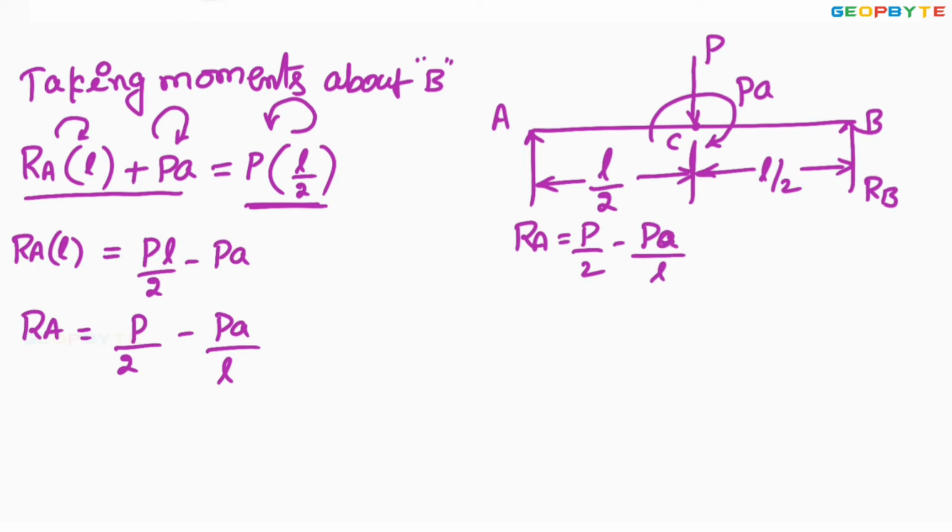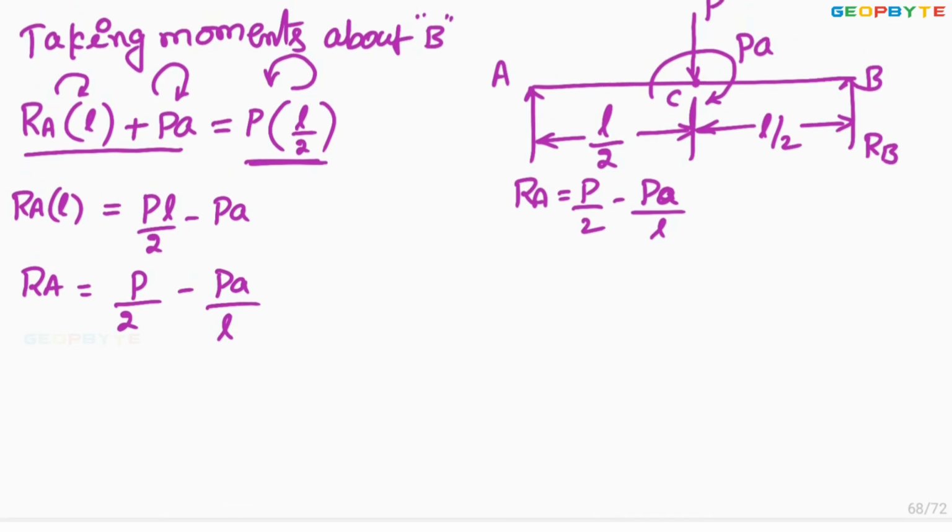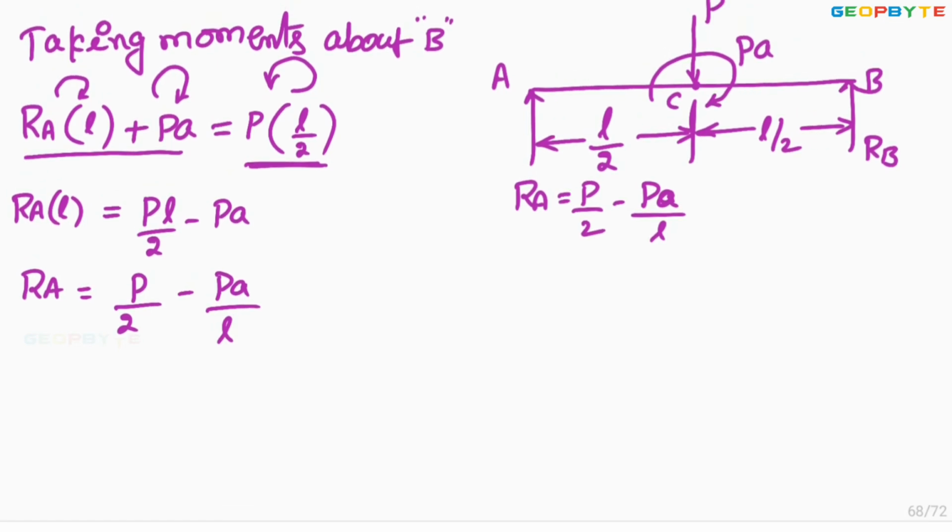Similarly, you can find the RB also. Since the maximum bending moment is asked to find, the maximum bending moment is developed under the load only, under the load that is at C. Therefore, let us find the maximum bending moment at C.